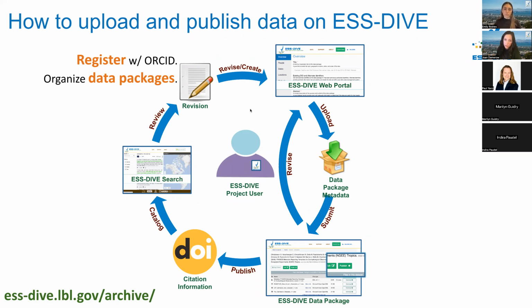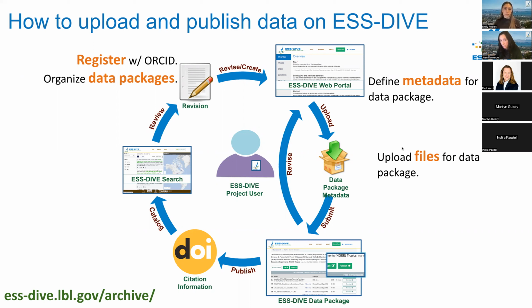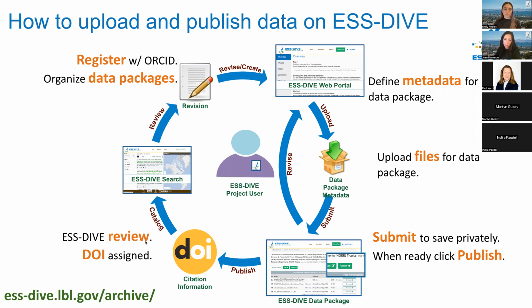Once you figure out how to organize your data into different data sets, you describe your data set within the ESS-DIVE system. We have an online web portal where you can define all of the metadata for your data set or data package. You then upload the files associated with the data set, and you can revise it until you're comfortable publishing it. You would click a publish button within the page where you're creating the data set, and it would then go into our publication queue, where an ESS-DIVE team member does a review. Once you've gone through the review process and have been accepted for publication in ESS-DIVE, a DOI is assigned at that point, and the data is published and openly available for search and download within ESS-DIVE.